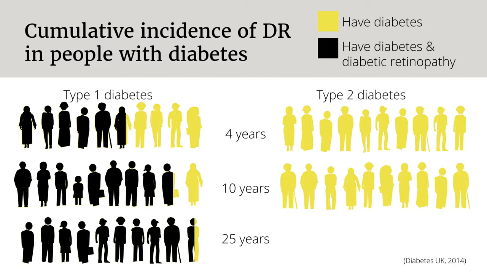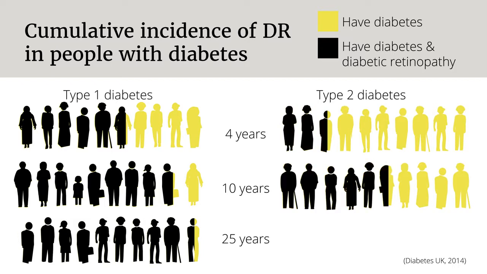The cumulative incidence in people with type 2 diabetes has been found to increase from 26% at 4 years to 66% by 10 years. A decline in the incidence of DR has been noted in some settings after improvements are made to the health management of people with diabetes.